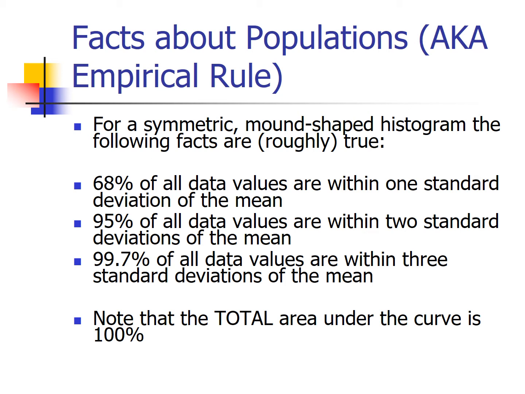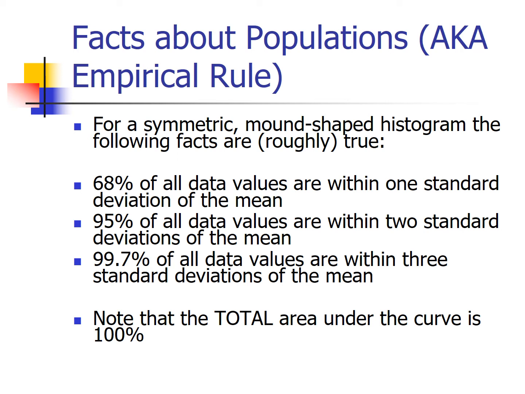Now, these things particularly come into play based on something called the empirical rule. It turns out that for a symmetric mound-shaped histogram, or for a population from which, if you sampled from it and drew a histogram, you would expect to see a symmetric mound, sometimes called a bell-shaped histogram, the following facts are roughly true. There's a little bit of rounding here.